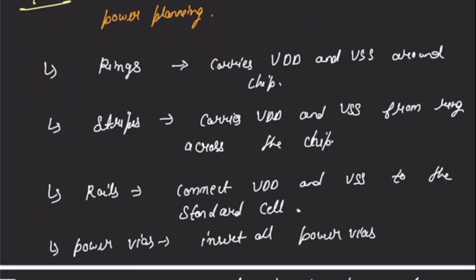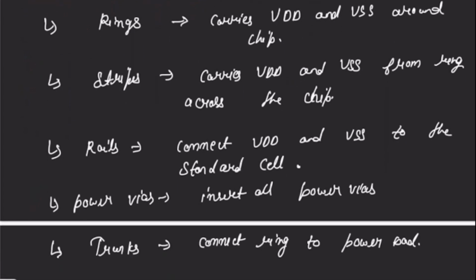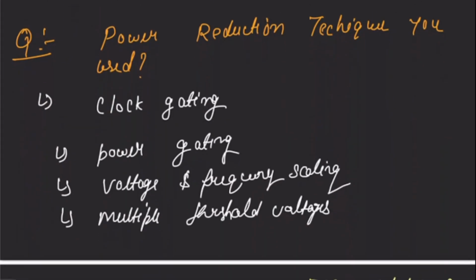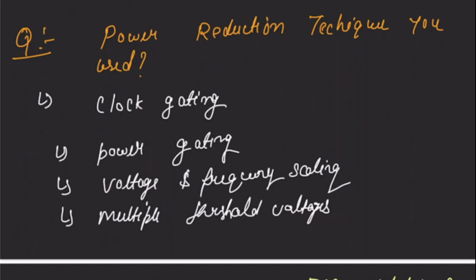This kind of interview question is asked during the interview for physical design. And next question is what are the power reduction techniques you use? Whatever technique you use for reducing the power, you can tell. Some power reduction techniques are clock gating, power gating, voltage and frequency scaling, multiple threshold voltages.